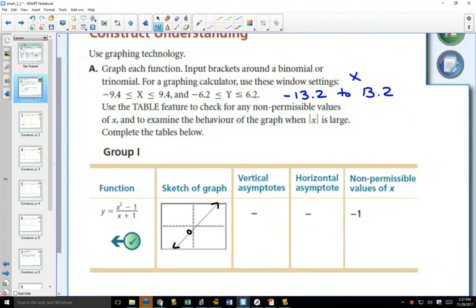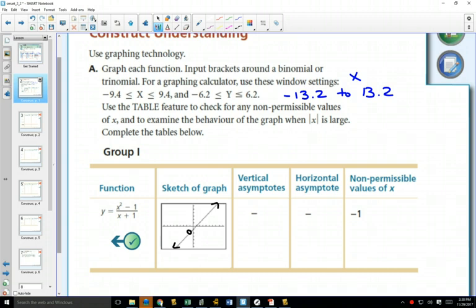So have you set your window up from negative 9.4 to 9.4? If you don't set your window up to that scale, it won't show up. And if it's not showing up on the negative 9.4 to 9.4, you've got a newer calculator. You've got to do it from negative 13.2 to 13.2. That's a graph with a hole in it.